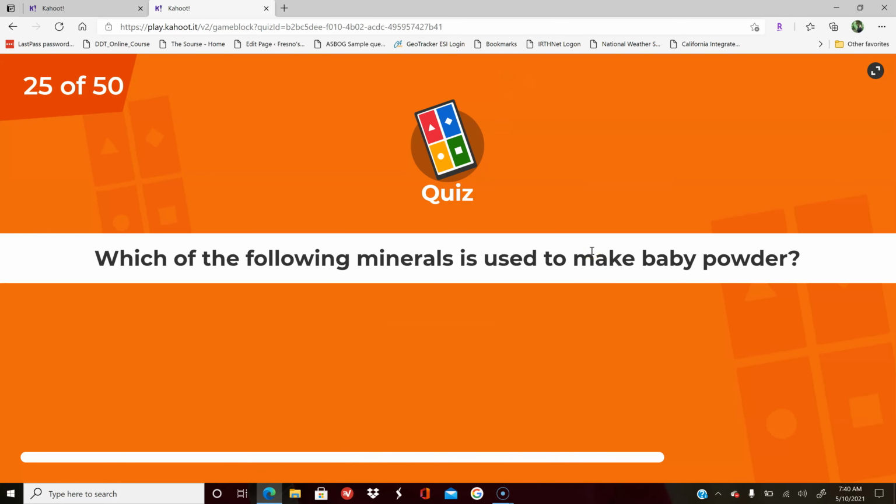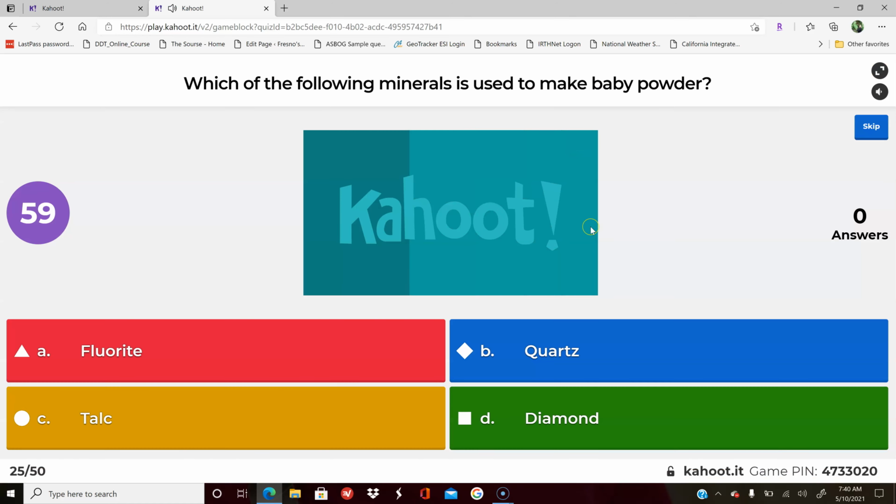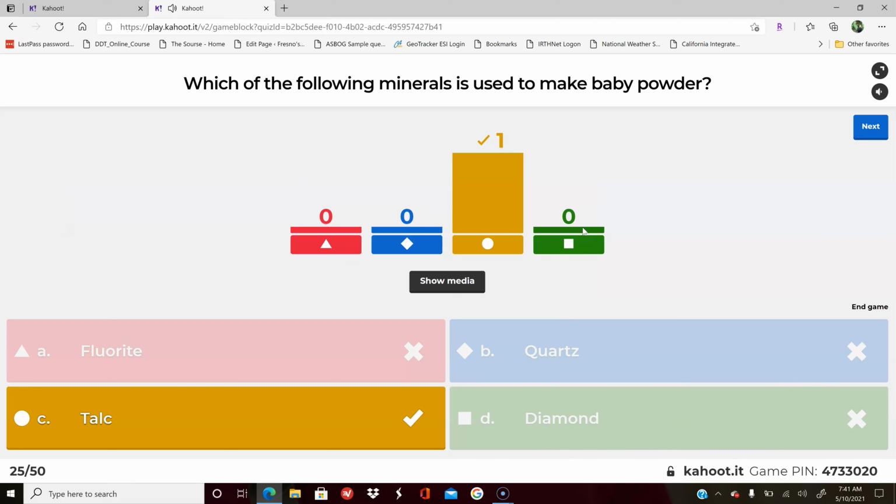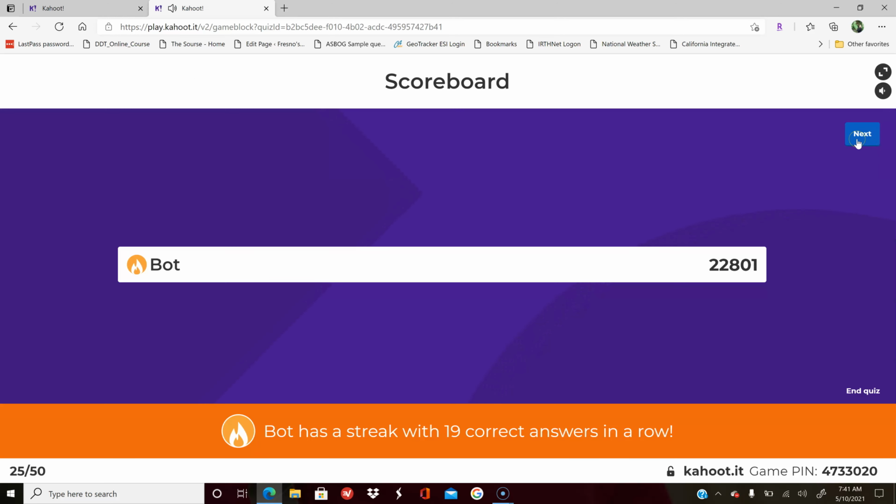Which of the following minerals is used to make baby powder? Fluorite, quartz, talc, or diamond? That will be talc. Talc is the softest of the minerals presented here, so hopefully that gives you a little bit of a clue. Quartz and diamond are very hard. That would not make for very good baby powder. And fluorite is about a 4 on the hardness scale. Still not that soft. Talc is a 1, so it would make very good baby powder. Hence the term talcum powder. They now just call it baby powder.